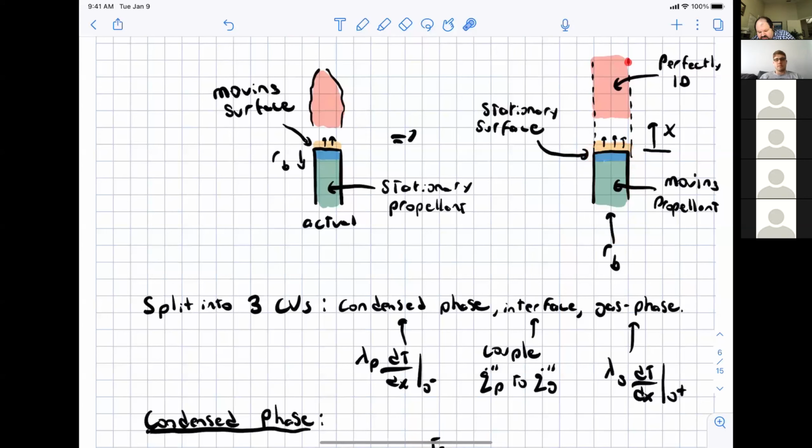And then the third control volume will be in the gas phase region itself. So we basically split the domain into 3 different regions. And then what we are going to look for is to match the heat balance at the surface of the propellant, such that the heat flux from conduction going into the solid propellant is equal to the heat flux going into the top of the surface from the gas. If that energy balance is met, we have achieved in finding our equilibrium flame structure.